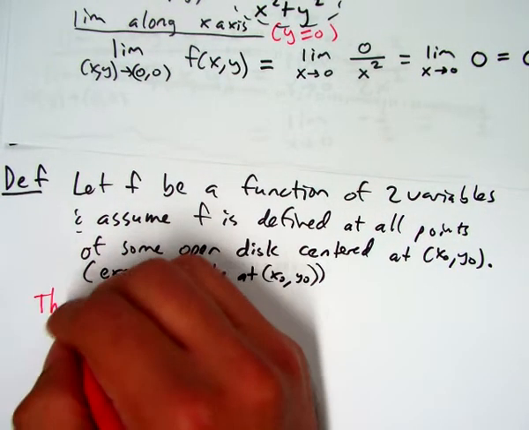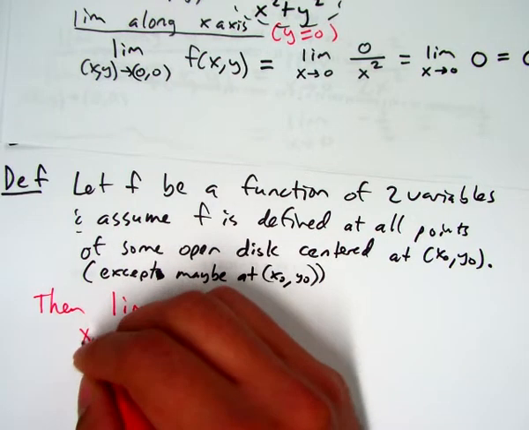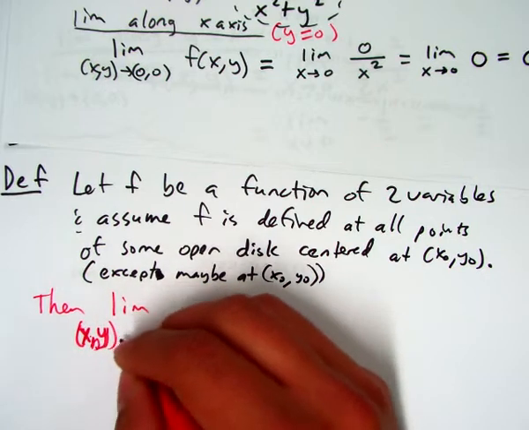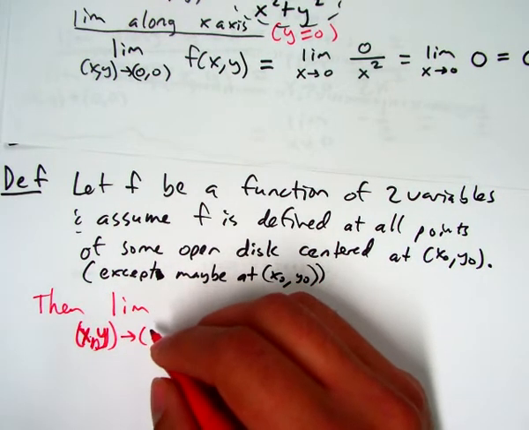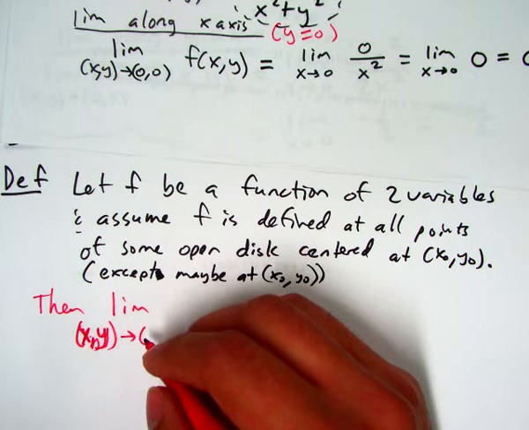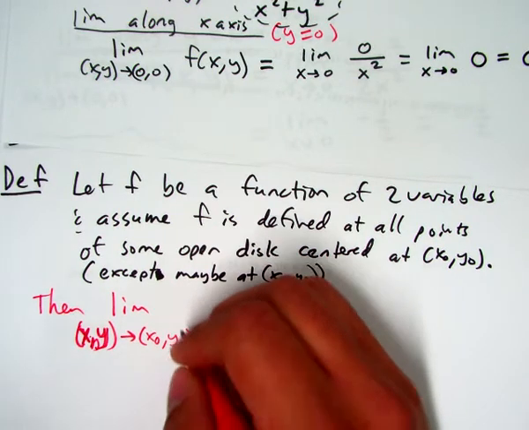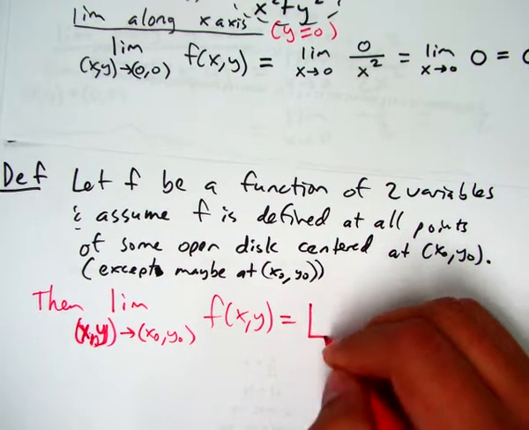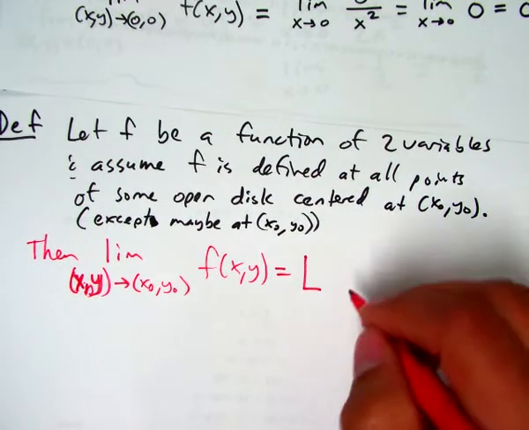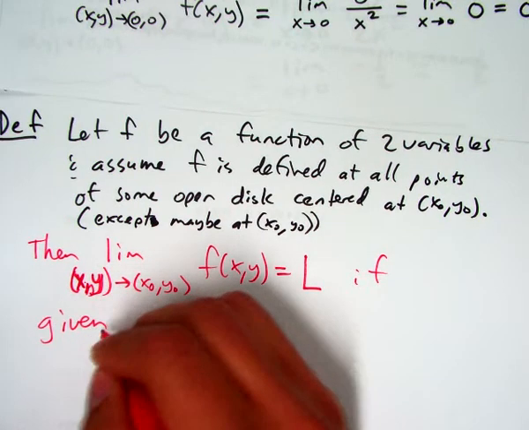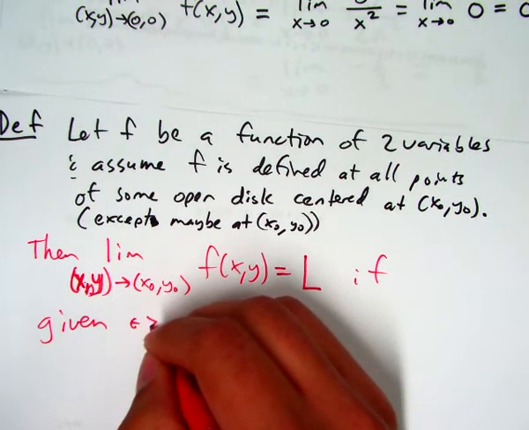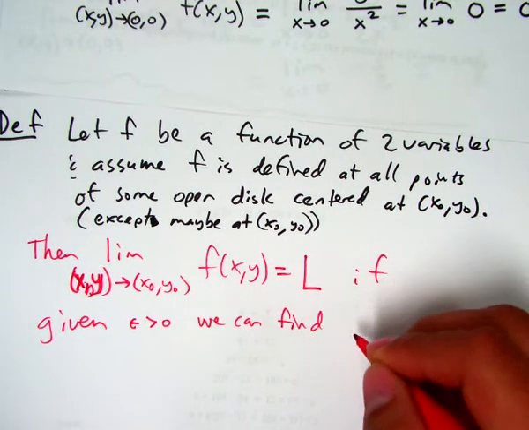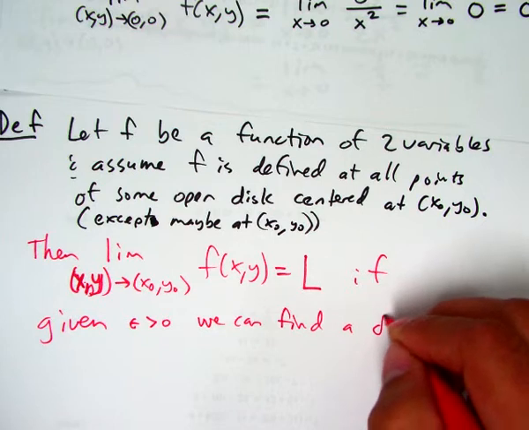Then the limit as x, y approaches x naught, y naught of f of x, y is equal to L if, given a little epsilon greater than 0, we can find a delta greater than 0.